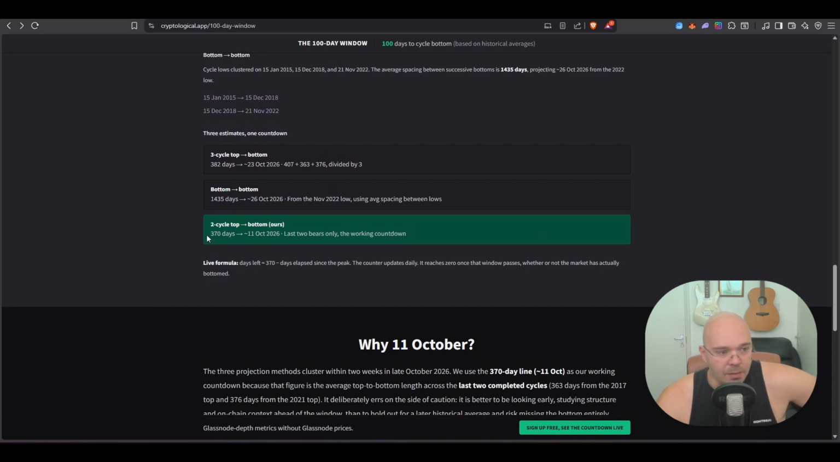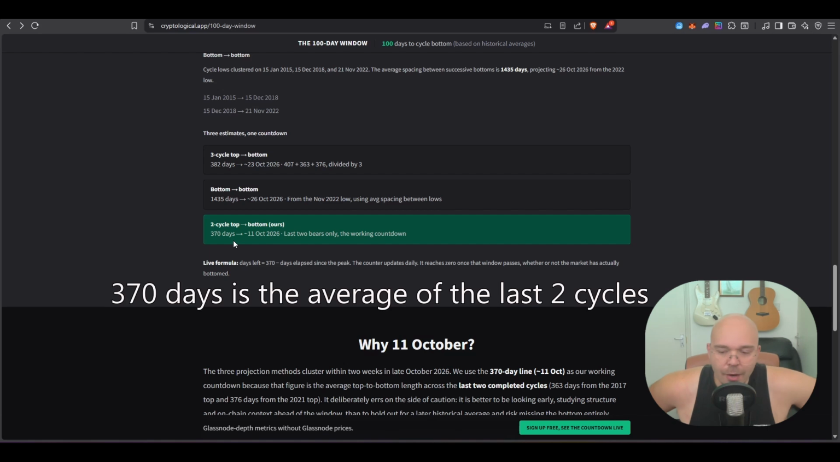Okay, that being the case, why have I chosen 370 days top to bottom, which gives us the 11th of October? Well, that's because it's better to err on the side of caution and be early, looking at the market early, than it is to wait and be too late.